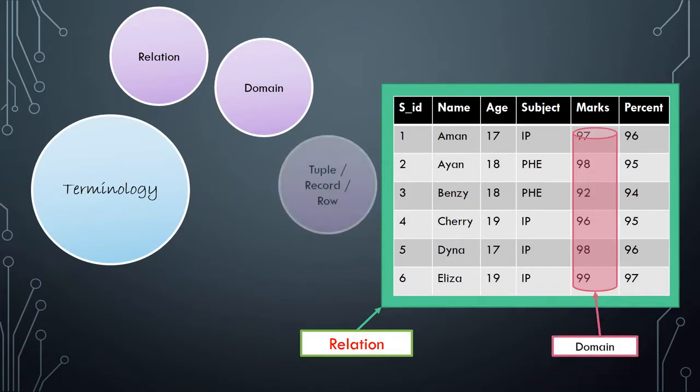Next we are having tuple. Tuple, record, row is the same thing. In Excel you can say that we are having row or column, right? In a table we are having row or column. Rows are the horizontal ones.